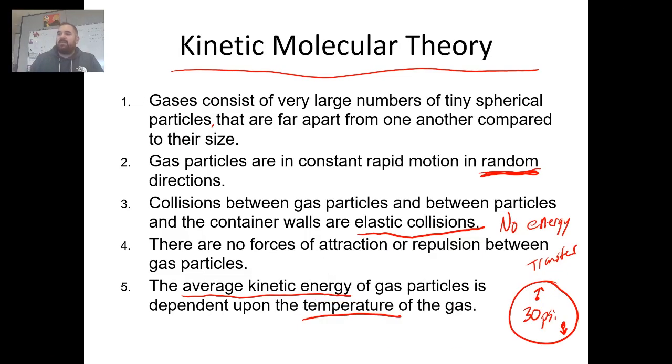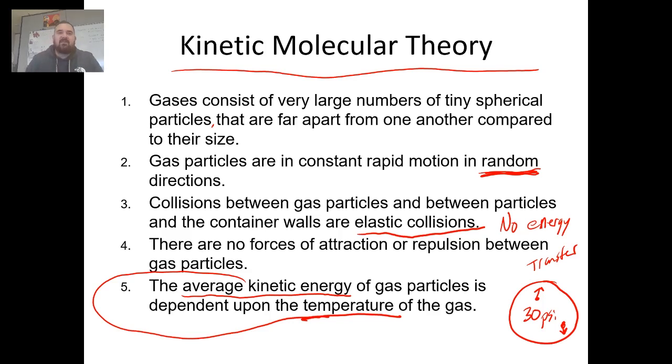So let's come back over here. What is average kinetic energy? Average kinetic energy is the average speed that all the molecules inside the container are moving. And so temperature is average kinetic energy.